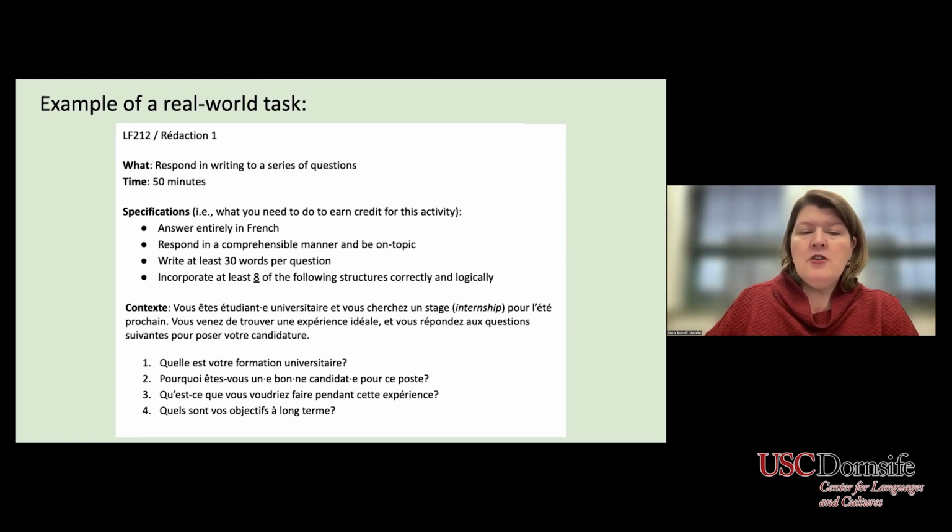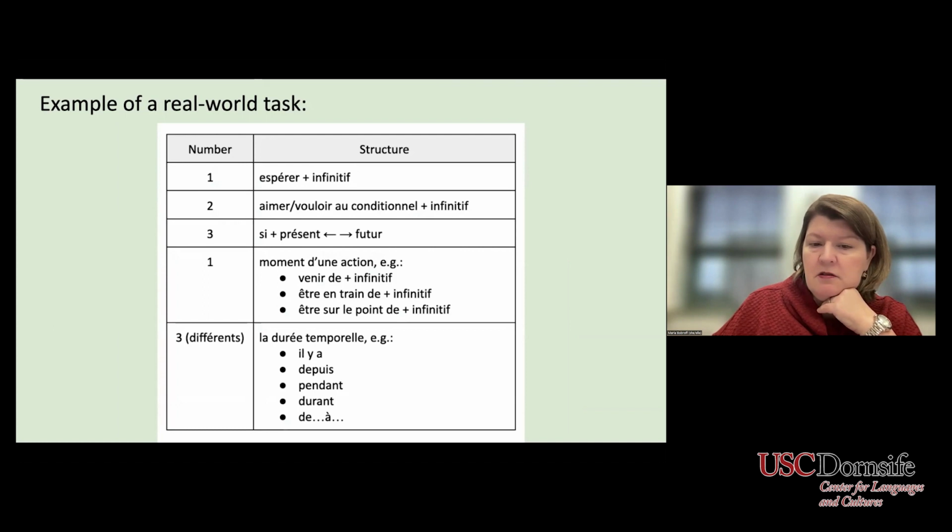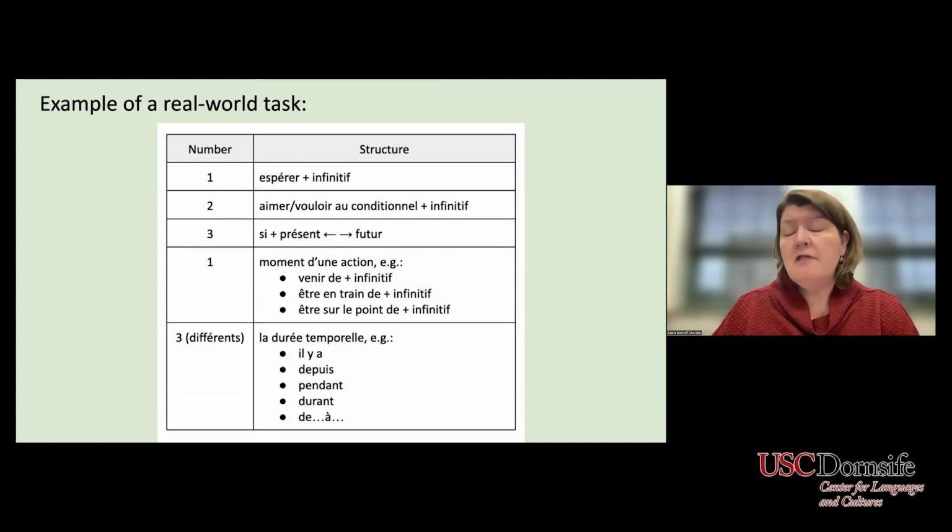And then as you can see in the specs here, it'll say, in the fourth bullet point, incorporate at least 8 of the following structures. So lower on that page, if this were actually a piece of paper, you could see these are the structures we would have just studied in the class. And I have 10 here, and they have to incorporate 8 of them correctly to earn credit for the assignment. Of course, if they don't, they can always submit a token and redo it.